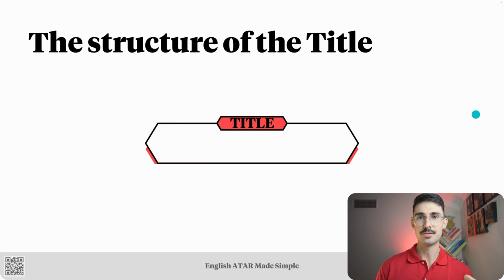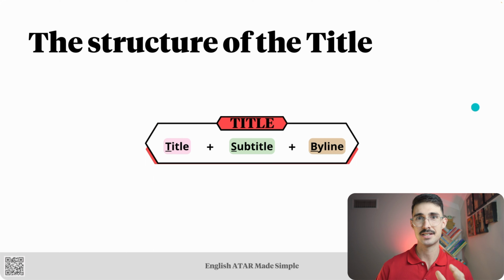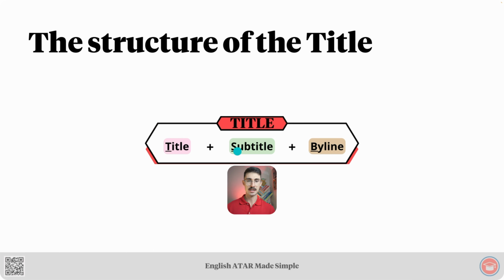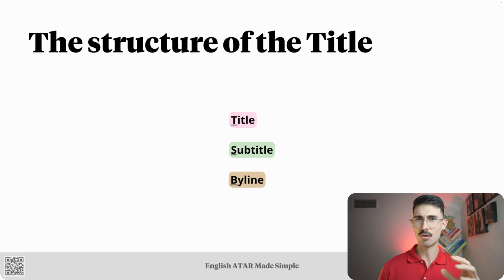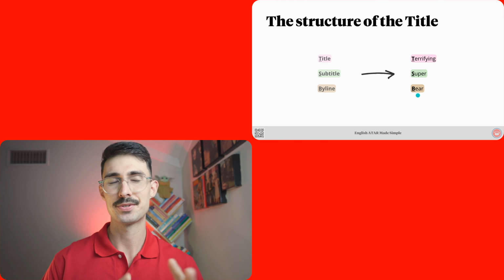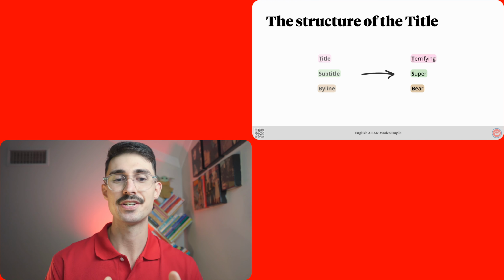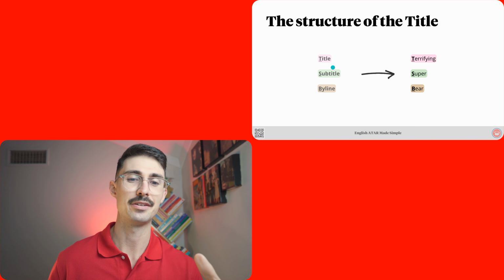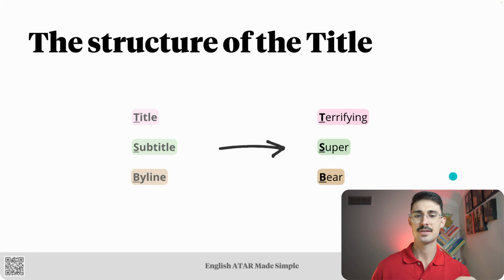This is the title in that overview of the structure we saw a few seconds ago. The title has 3 components. The first one is the title, the next one is the subtitle, and the third one is the byline. TSB. Or, I like to say, terrifying super bear. Terrifying super bear is the mnemonic that you can use to help you remember what the elements of the title are. Starting with the title.